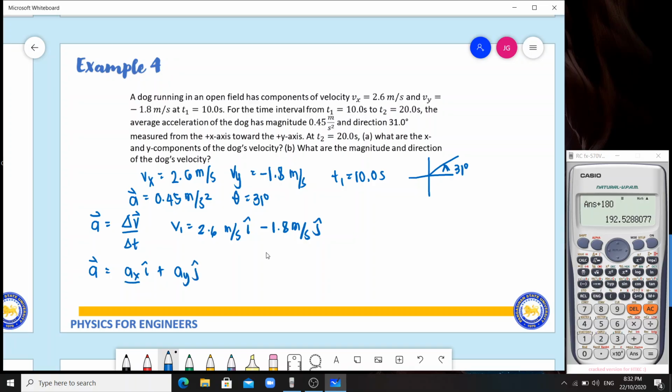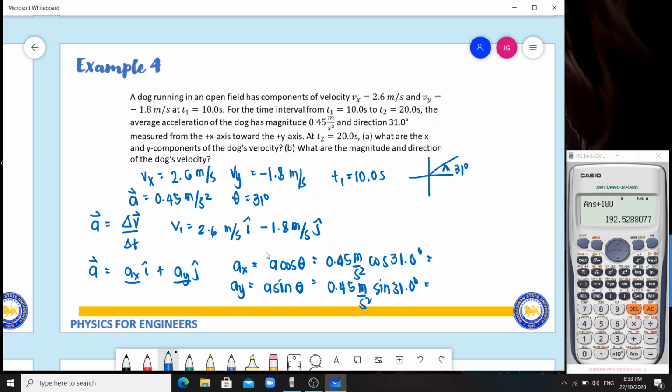Okay, so let's get first the X and Y component. How do we get it? Di ba? AX is equivalent to A cosine theta and AY is equivalent to A sine theta, di ba? So, A is equivalent to 0.45 meters per second squared cosine 31.0 degrees. So, ito naman is sine 31.0 degrees. Ayan. So, meron na tayong X and Y.